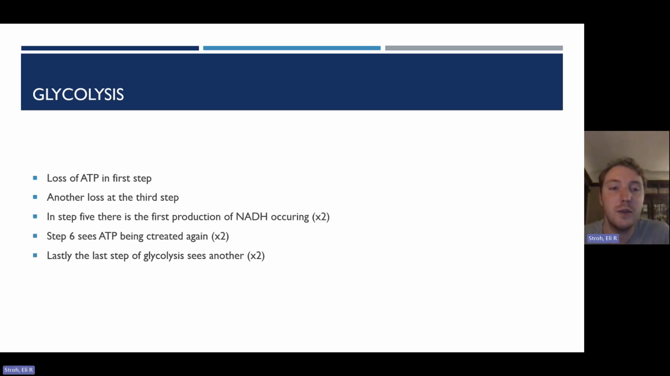At step 6, we see that 2 ATP are being created because of phosphoglycerate kinase. And then lastly, in our last step of glycolysis, we see another 2 NADH being created.